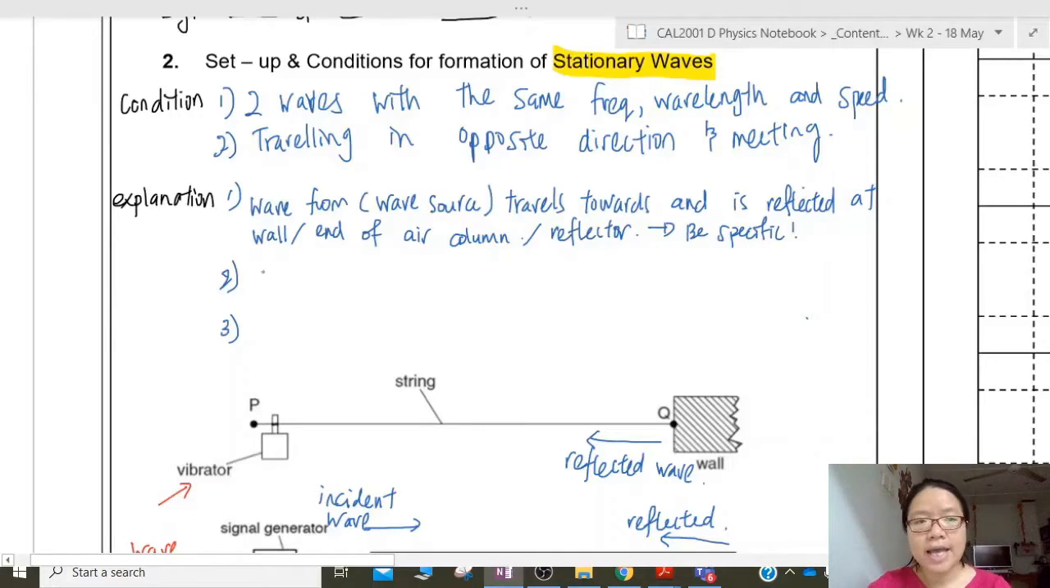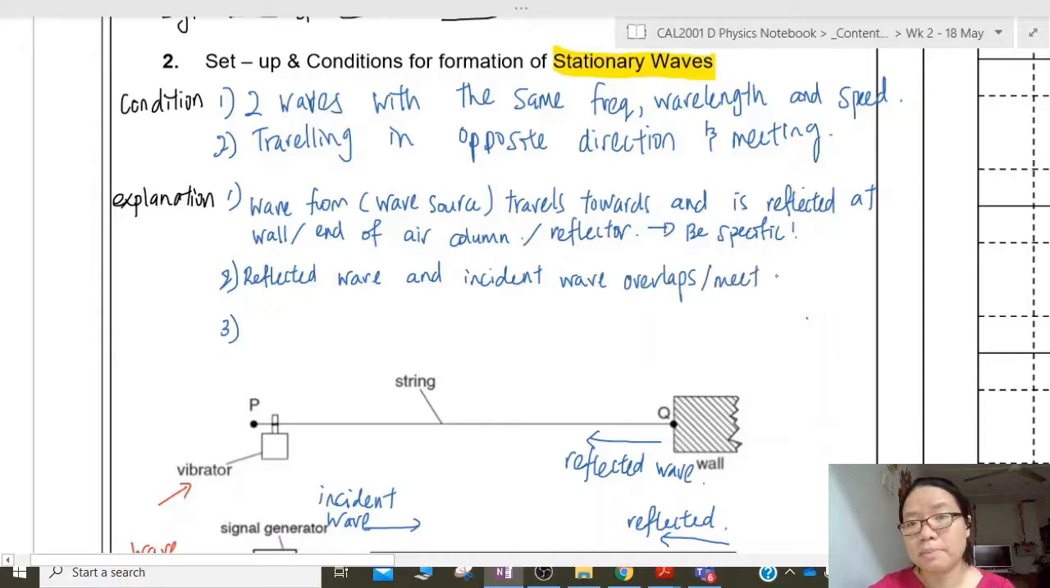All right. And number 2, you have 2 waves now. You have the incident wave and the reflected wave. So the reflected wave and incident wave, very important, what do they do? They overlap or they meet or they superpose. Do not use the word interference. Interference is a very specific thing. We will talk about this later.